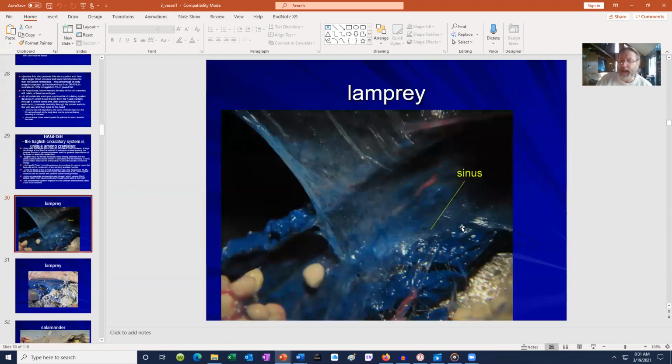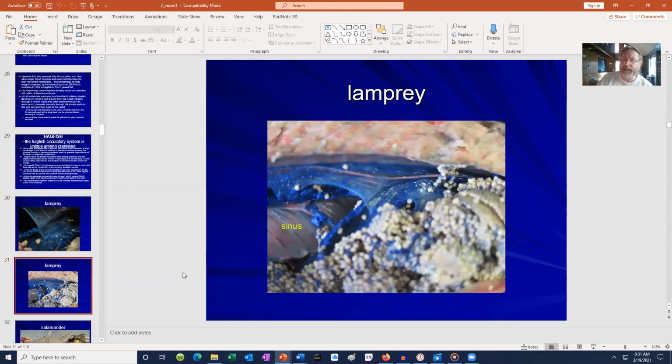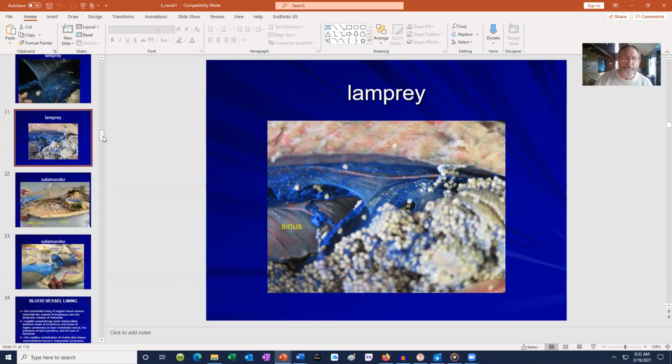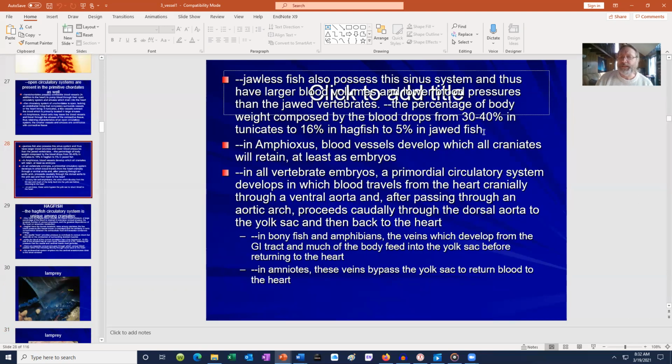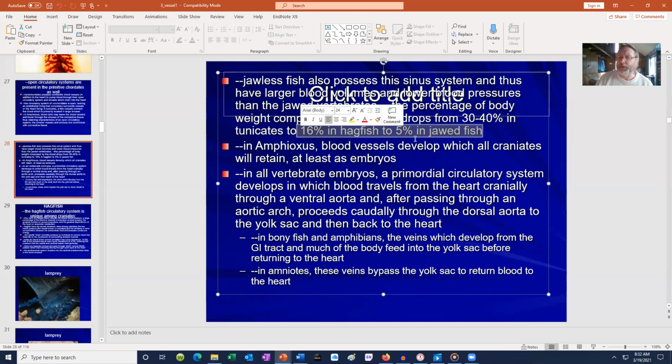When we look at lampreys and hagfish, we see a lot of this. Before the arteries and the veins of the higher vertebrates, there were these big, larger chambers called sinuses, which would collect venous blood and slowly return it to the heart, which is why when you look at, say, a hagfish, 16% of its body weight is blood. That's larger than what you would see in, say, jawed fish. Once again, because you have all of these sinuses, which are holding this.